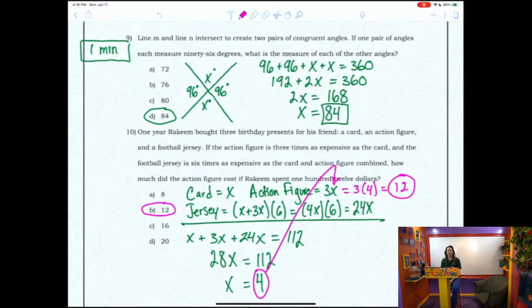Now notice here that is not the answer because they don't ask you for the cost of the card. If they did, then 4 would be the answer and it would be the same as the common multiple of x. But to demonstrate this, it's not the same. They asked you for the cost of the action figure, which is represented by the monomial 3x. It had a cost of $3x. So now we know the value of x, it's 4. So you can substitute that in to the variable x in the expression 3x to find 3 times 4 being equal to 12. So the answer to number 10 was B.